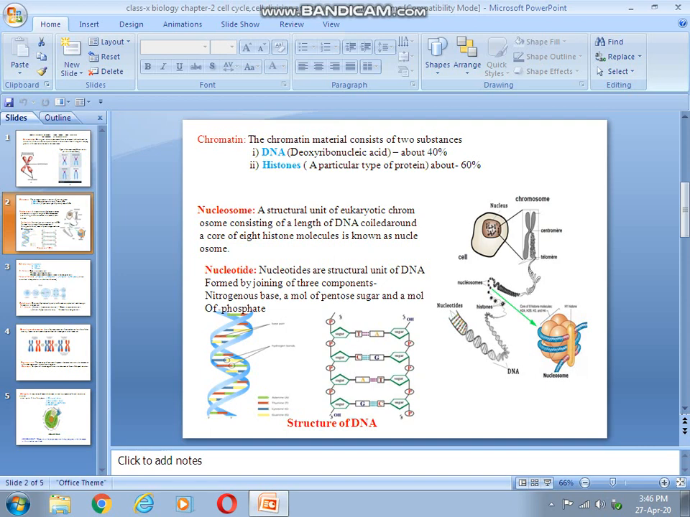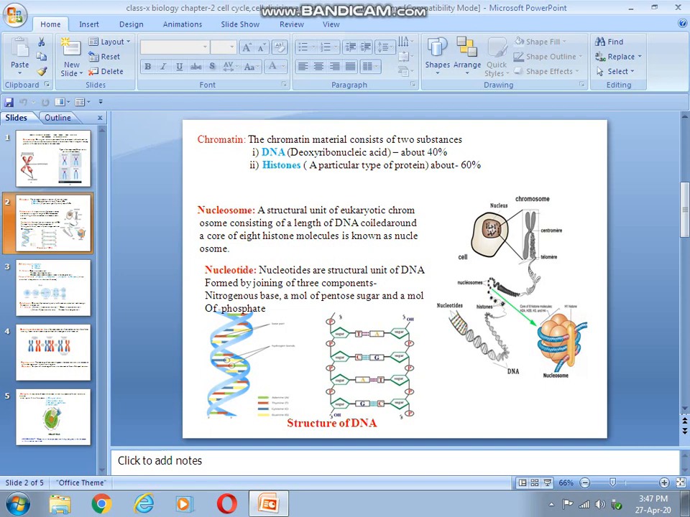There are 4 types of nitrogenous base: adenine, guanine, cytosine and thymine. So once again I am repeating the structure of DNA. DNA is a double helix structure. The strands are attached by rung-like structures. Nitrogenous bases are present in the rung-like structures.